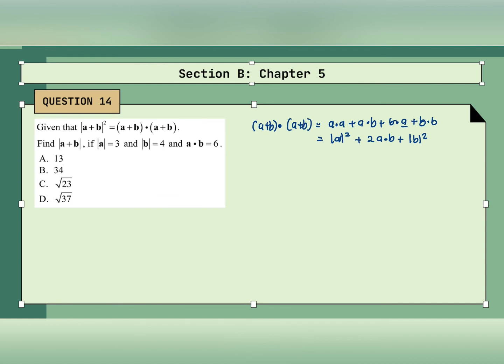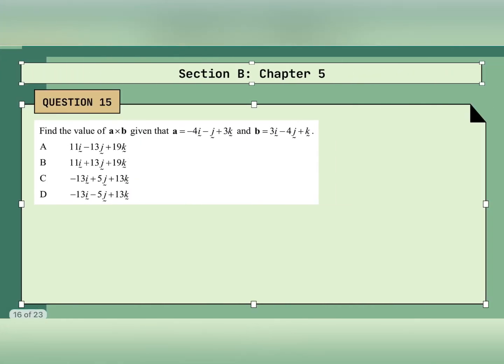Okay. So magnitude of A squared akan jadi 3 square. 9 tambah 2. A dot B tadi berapa? 6. And B squared will be 16. Okay. Berapa ni? 9, 12 dan 16. So saya dapat 37. Okey, ini adalah jawapan kepada magnitude of A plus B squared. So A plus B akan jadi square root of 37. Okey. Itu question 14.